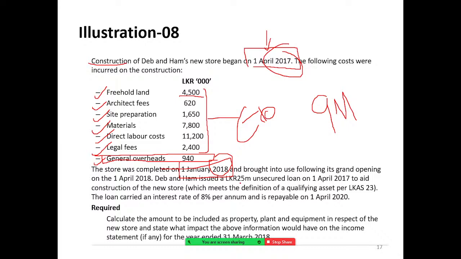They issued a 25 million unsecured loan on 1st of April 2017. The construction started on 1st of April, and they used the unsecured loan issued on 1st of April 2017 to aid the construction of the new stores, which meets the definition of a qualifying asset. The total loan carried interest at 8% per annum.